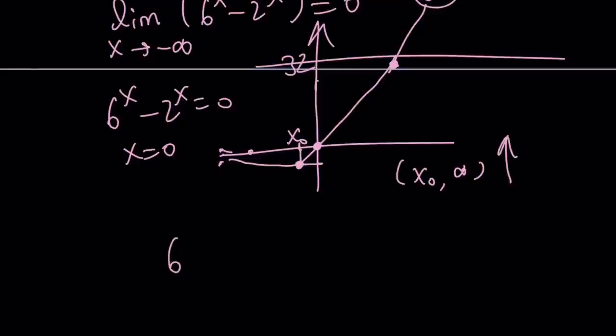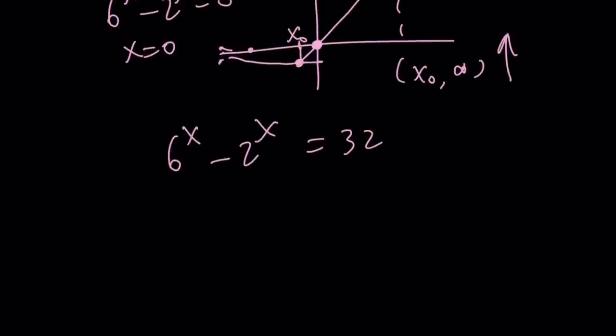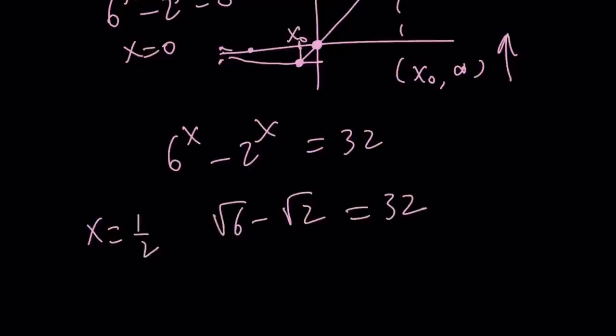How do you find that value? Easy, just by guess and check. But here's the thing: we know that the intersection point is going to have a positive x coordinate. Therefore, we're going to be checking positive values. Can x be less than 1? Okay. What if x is something like 1/2? Okay, 6 to the x minus 2 to the x. Do you think that's going to equal 32? No way. That's going to be a very small number. So x needs to be a little larger.